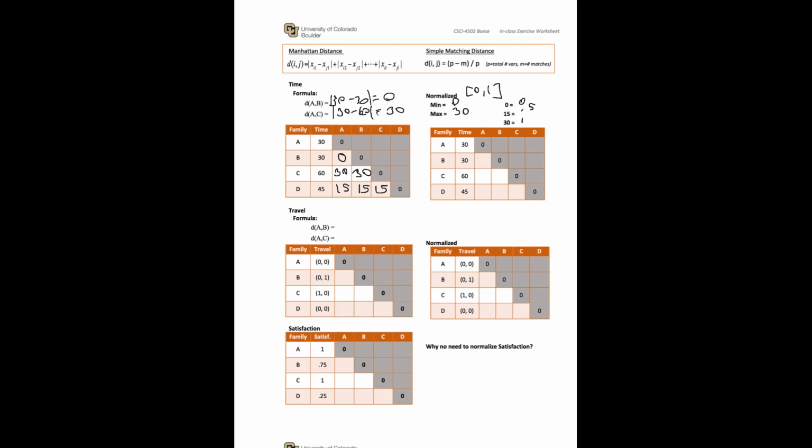All right, so then I can fill out the table here. Between A and B, we had a 0, so that's going to stay 0. For B to C, we had a 30, so normalizing 30, we're going to end up with a 1. And then for the 15, we would end up putting the 0.5.